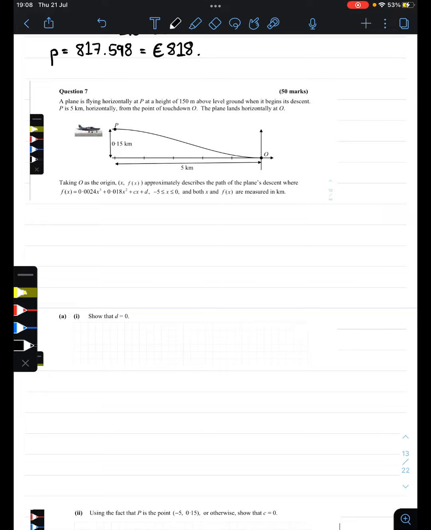Alright, so we have a plane flying into land. A plane is flying horizontally at P at a height of 150 meters above level ground. When it begins its descent, P is 5 kilometers horizontally from the point of touchdown, and the plane lands horizontally at O. Taking O as the origin, f(x) describes the path of the plane, with f(x) equal to this polynomial.